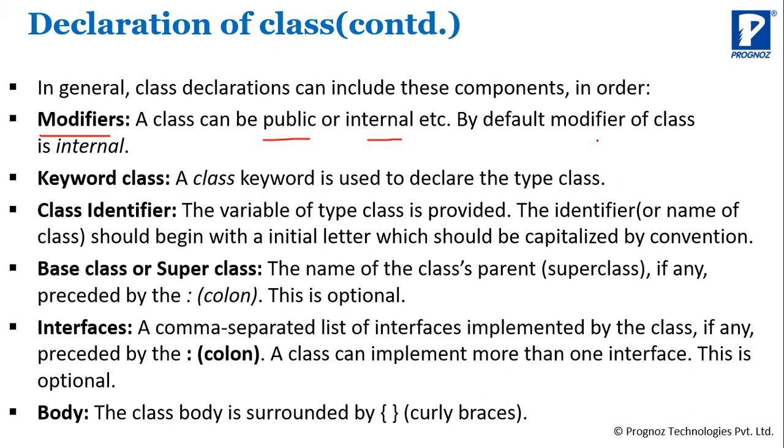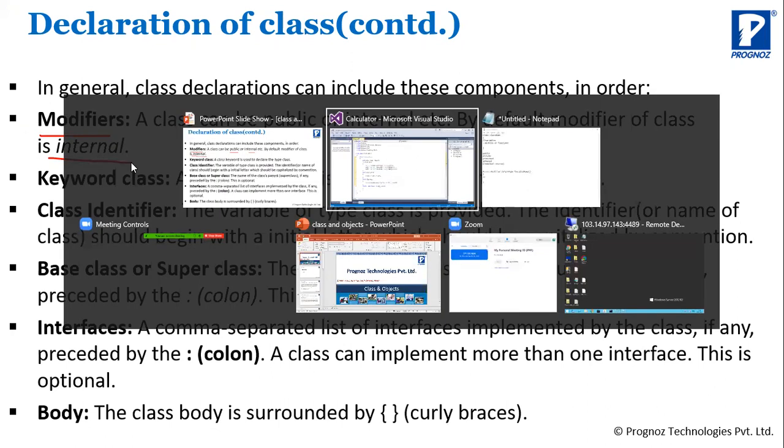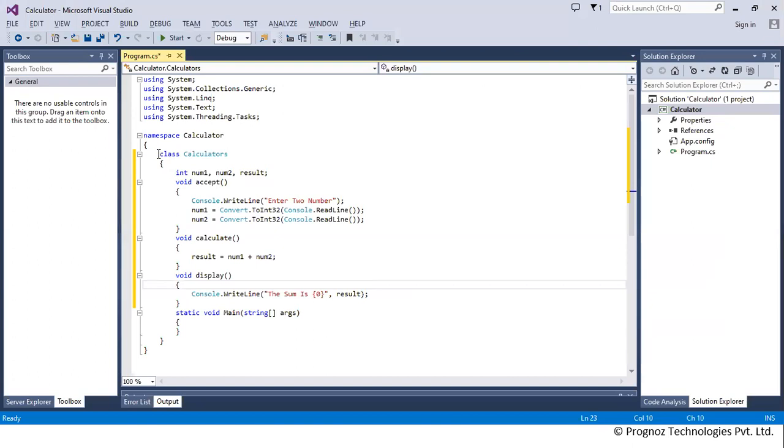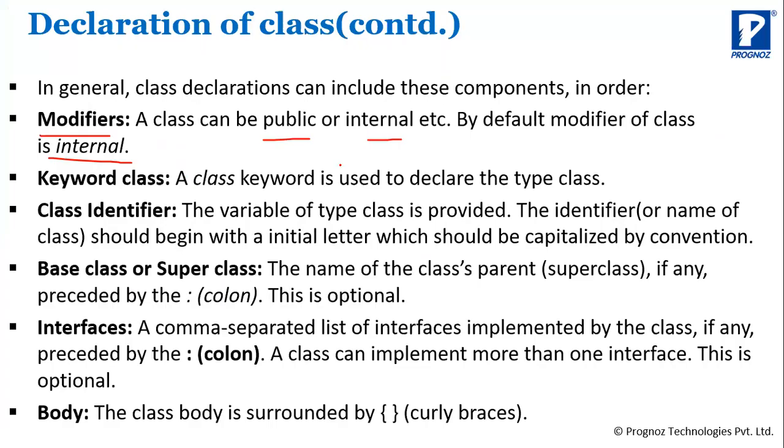By default, the modifier of the class is internal. If you don't write public in front of the class declaration, that means internal. The keyword to create a class is class. If you want to create a class, we use the class keyword to declare a type of the class. Then the class identifier, meaning the name of the class, we write it.